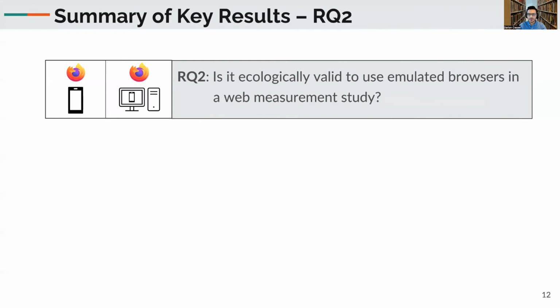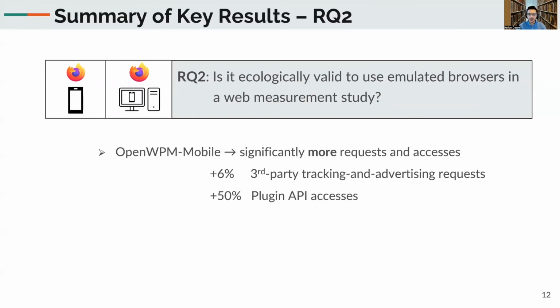Next, looking at our second research question, which asks whether it is ecologically valid to use emulated browsers in a web measurement study. What we found is that OpenWPM Mobile, which takes desktop Firefox running on a desktop device and configures it to look like mobile Firefox running on a mobile device, actually experienced significantly more requests and API accesses than the real mobile Firefox running on a mobile device.